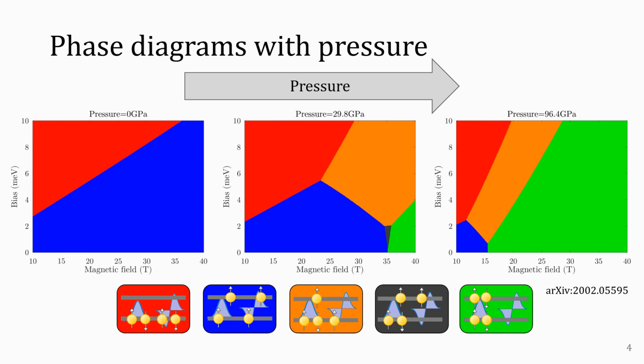We also see that at elevated pressure, there is a partially layer polarized intermediate state shown in orange. It is also partially orbitally polarized, and as we increase pressure and magnetic field still further, other orbitally polarized states appear, ending with a fully orbitally polarized state shown in green.